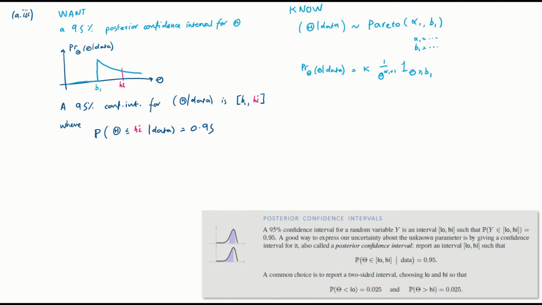The way I'll calculate it is by ensuring that the probability that theta lies in the range b1 up to high, given the data, is 95%. Theta has to lie above or equal to b1, so I don't need to include that side of the boundary in my formula here. Okay, now it's plain sailing. The question tells us the cumulative distribution function for a Pareto. We know that theta, given the data, is a Pareto, so I just plug it into the cumulative distribution function given in the question and solve for this high value. And this is the answer that we come out with.